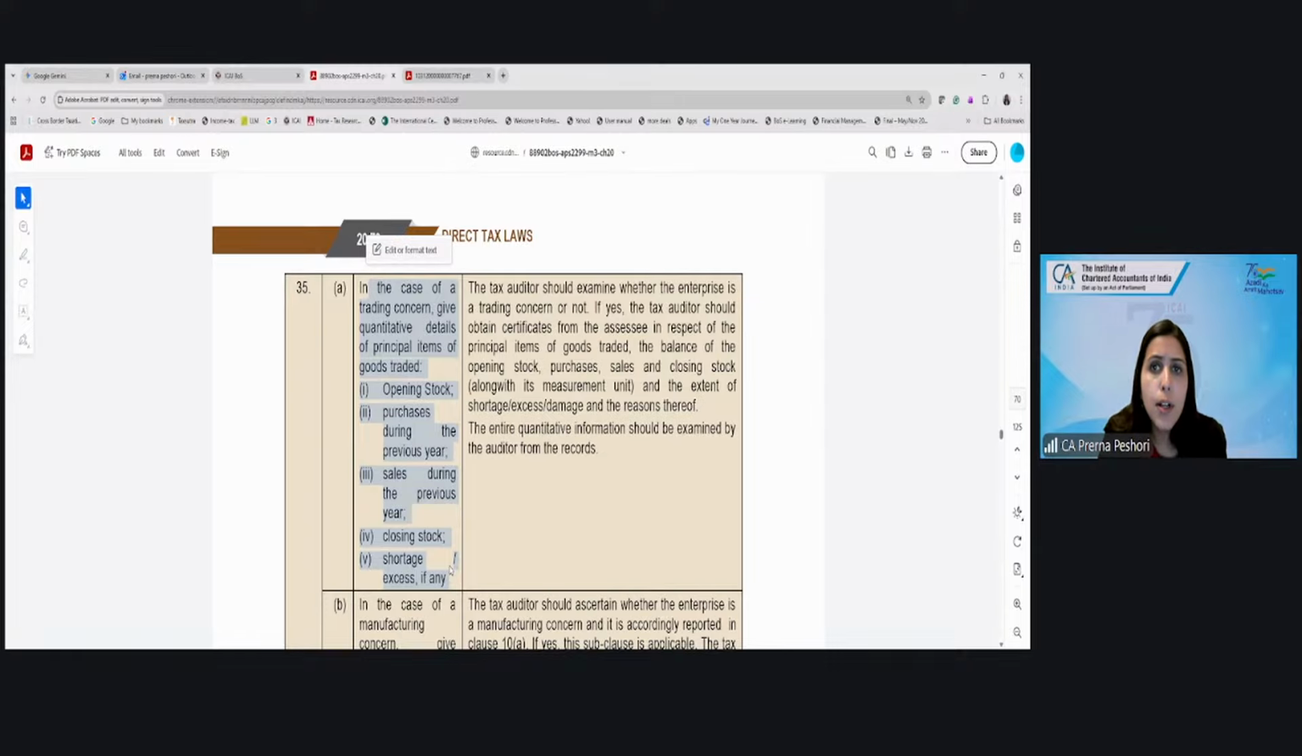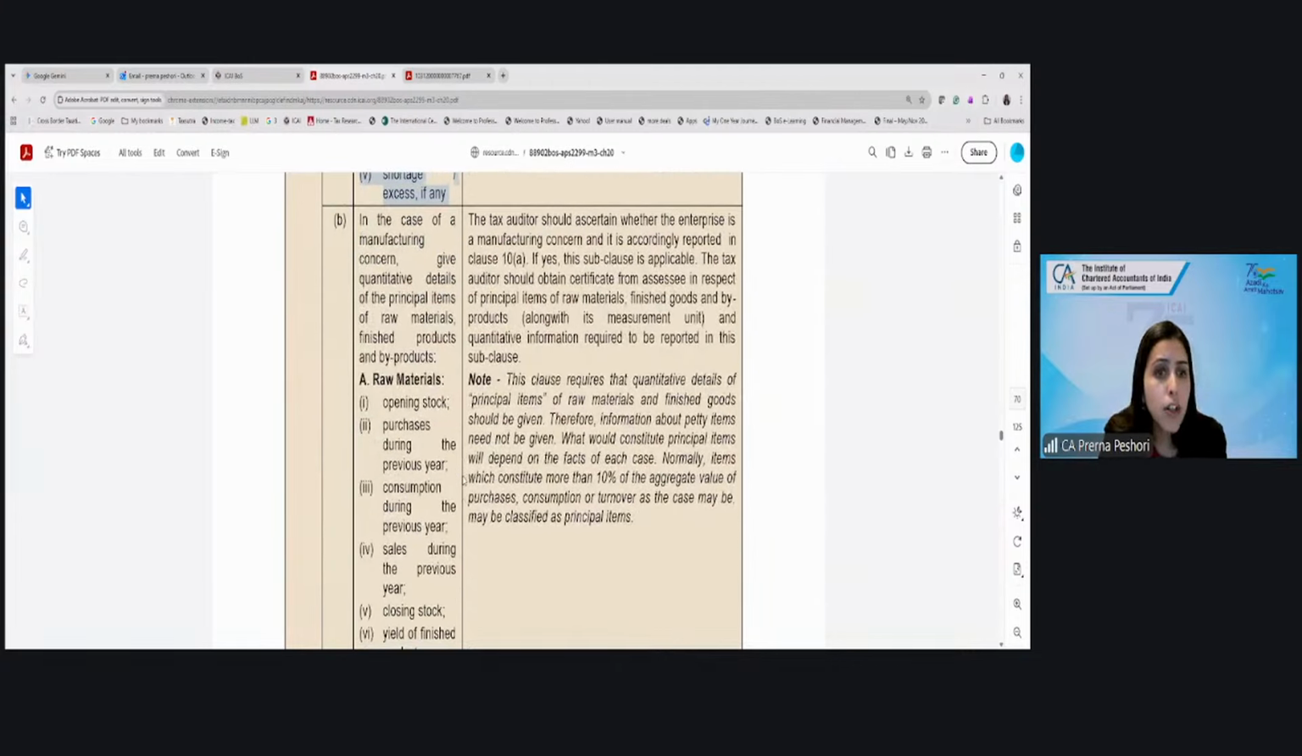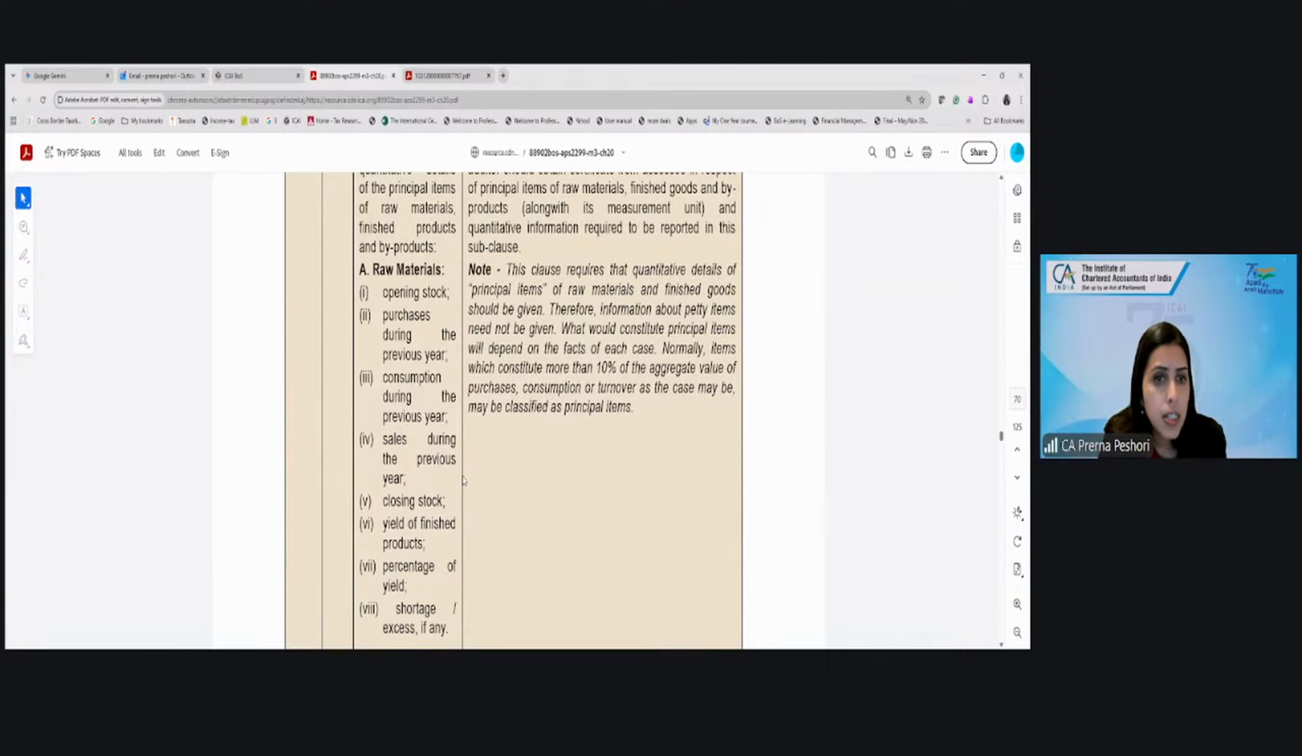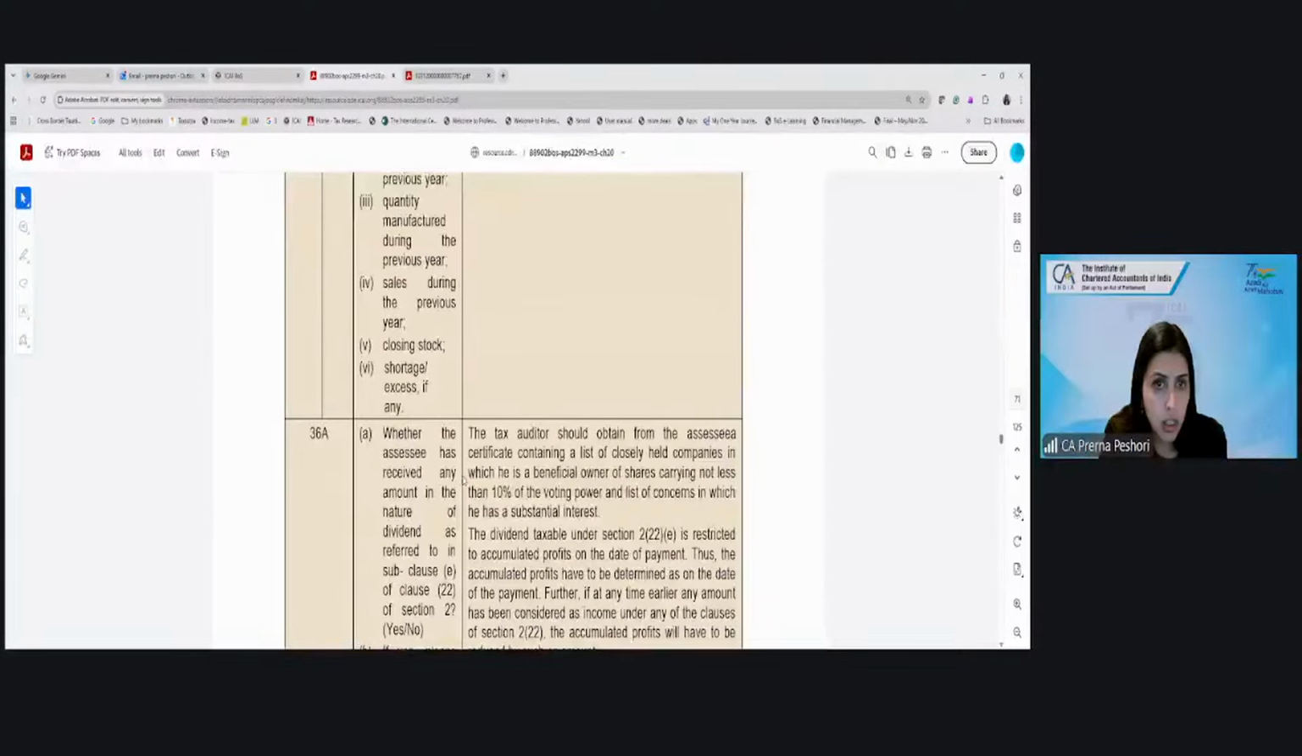In B, you will report for the manufacturing concern, wherein you will give the details of the raw material: the opening stock, purchases, consumption, sale, closing stock, yield of finished product, and percentage of yield. Okay. Here, with respect to this stock, it may be difficult for the tax auditor to verify each and every item of purchase, consumption, sales and production. Therefore, he can use the sampling method and satisfy himself with respect to the correctness, and on that basis he will have to report it. So only the principal items.